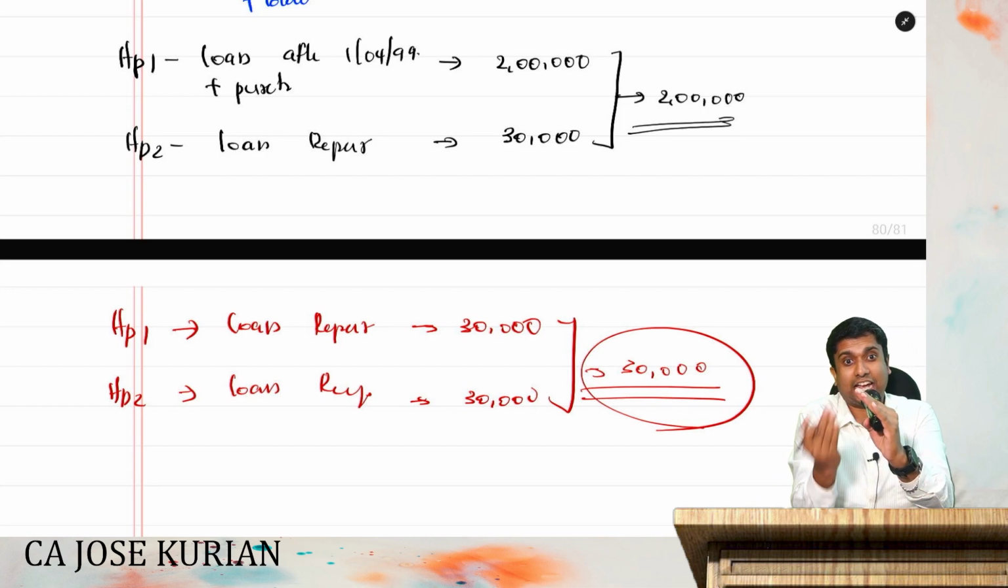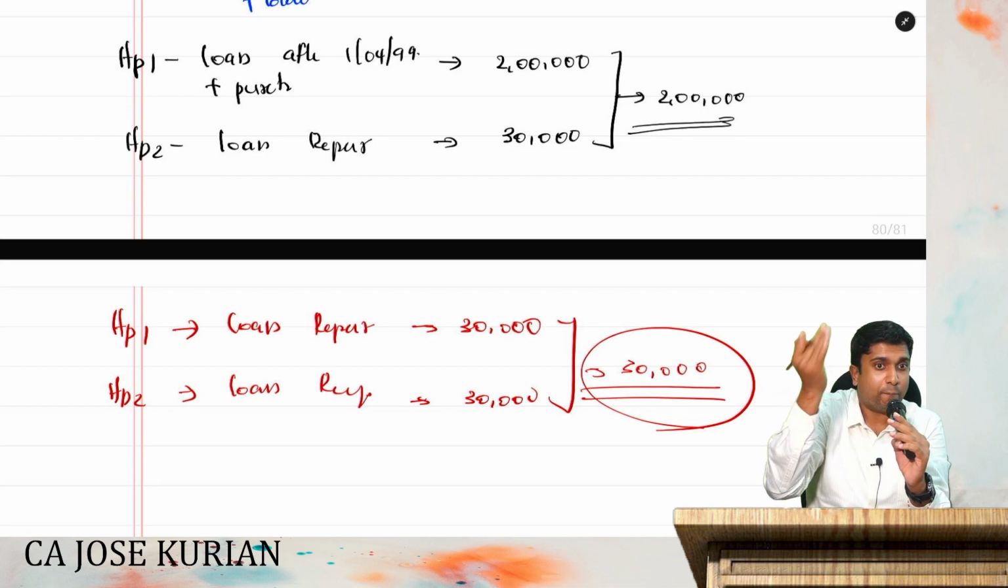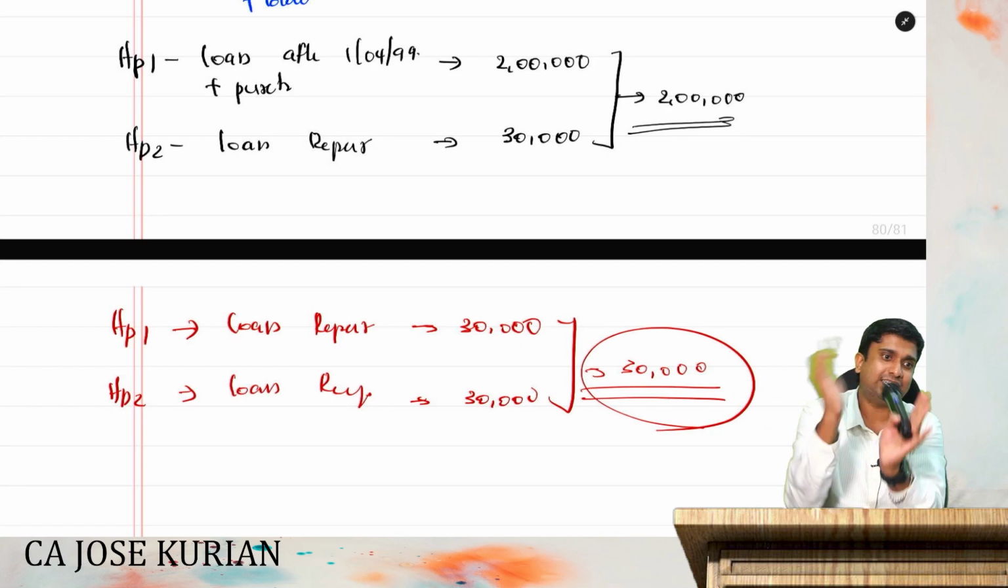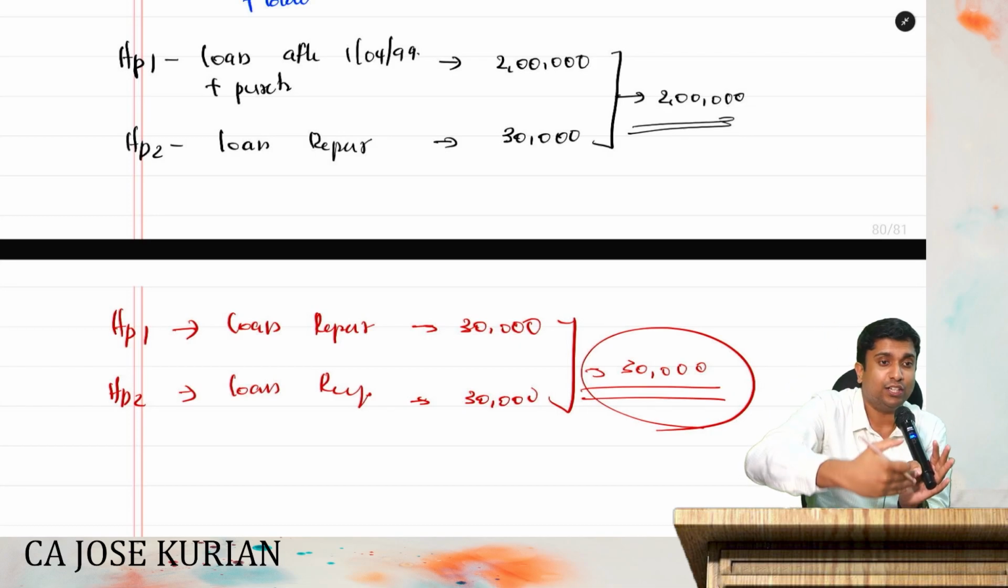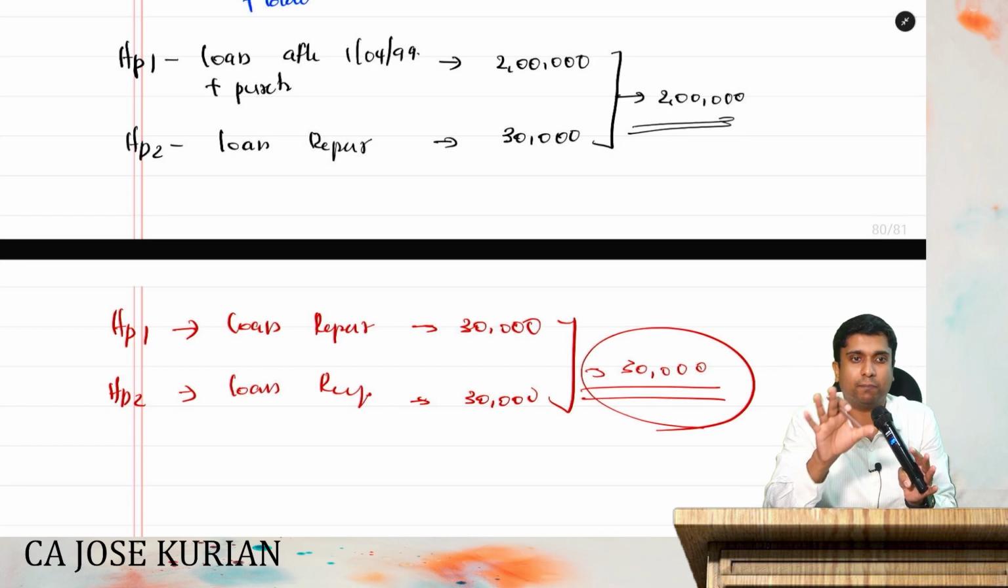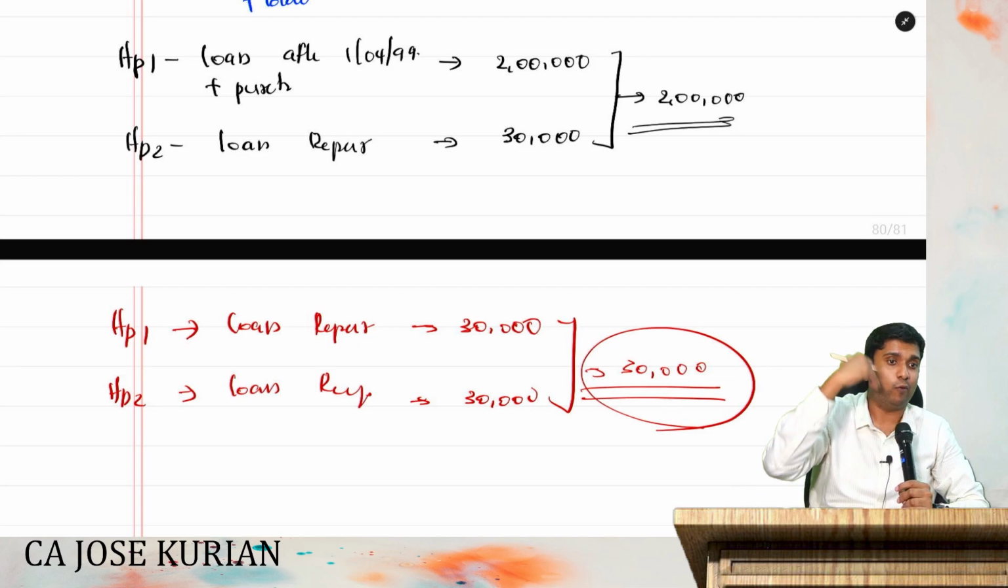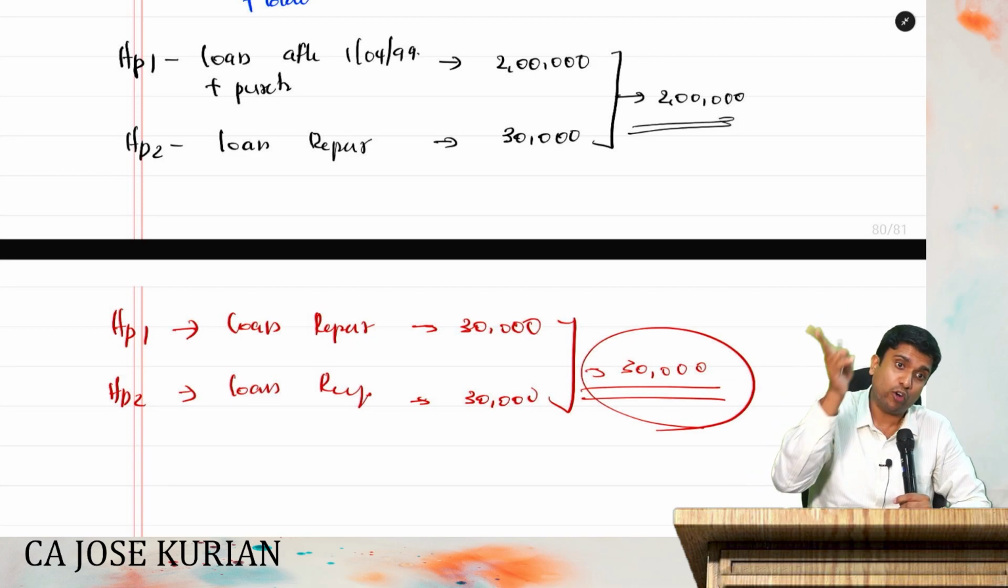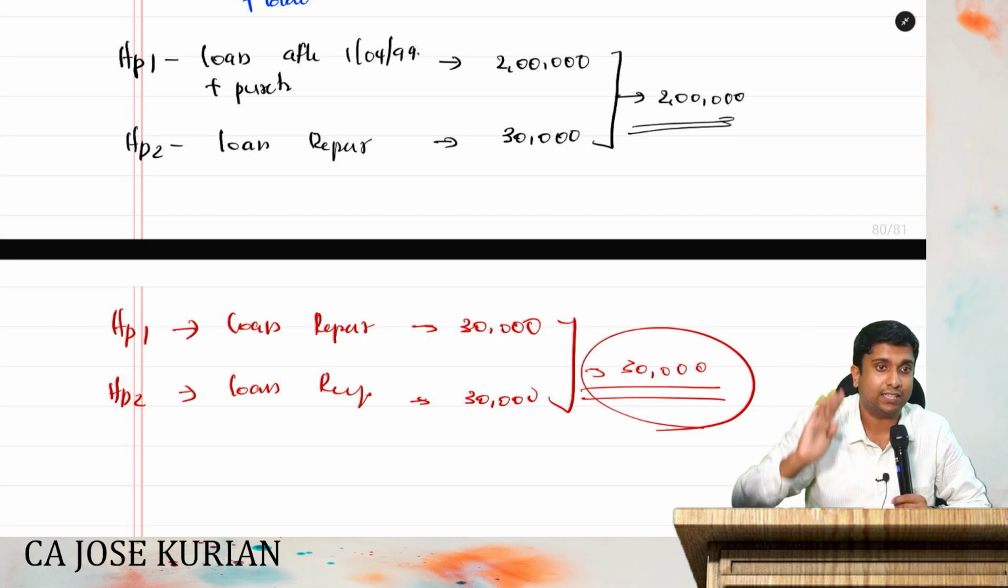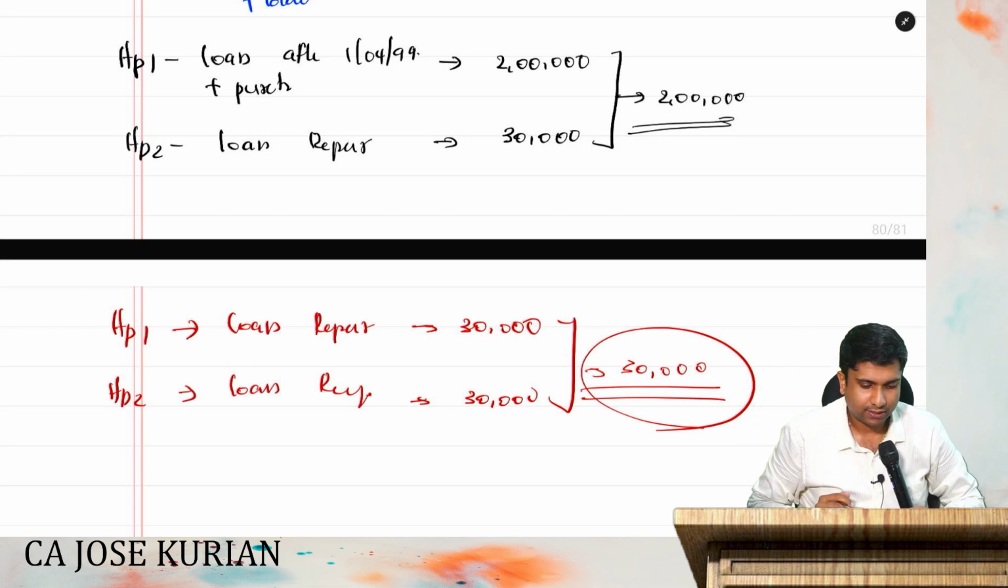It depends upon the type of house property I have and upon the ceiling limit. The overall ceiling limit can be either 2 lakh or 30,000. That's what the department says. If you have more than one self-occupied house property, the overall limit can be either 2 lakh or 30,000, as the case may be. Is that clear, friends?